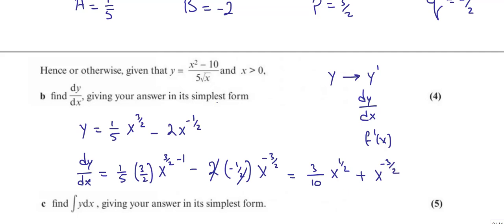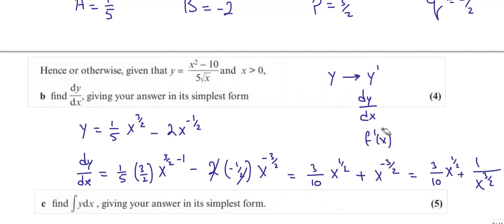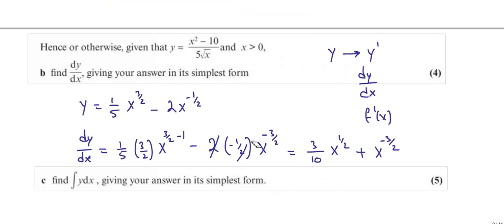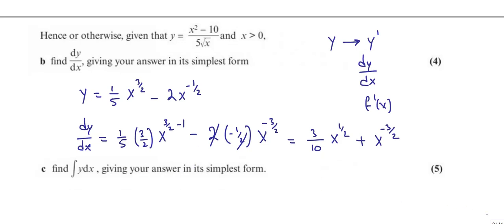Give your answer in simplest form. You can keep it this way. And if you want, you can also bring the x down. Someone might say, okay, I'm going to do it this way: plus 1 over x to the 3 over 2. That works, but it won't change anything. You can stop here. It's not a big deal. Four marks for this small step. Next step would be 5 marks. That's integration.